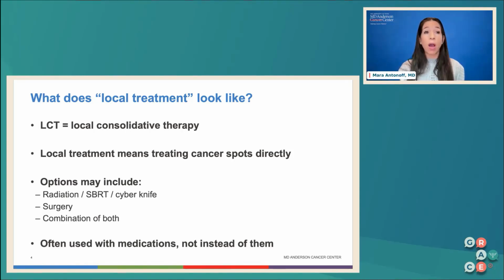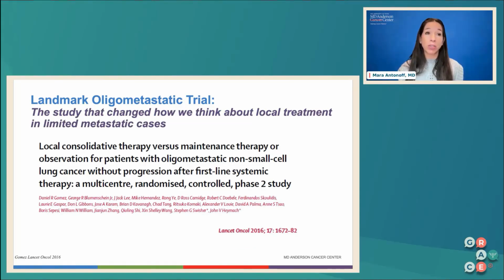And so you'll hear us often talk about the landmark oligometastatic trial. And I think about this study a lot. This is a study that really changed how we think about local treatment in limited metastatic cases. That's why we call it the landmark study. But this was one that's now almost 10 years old.